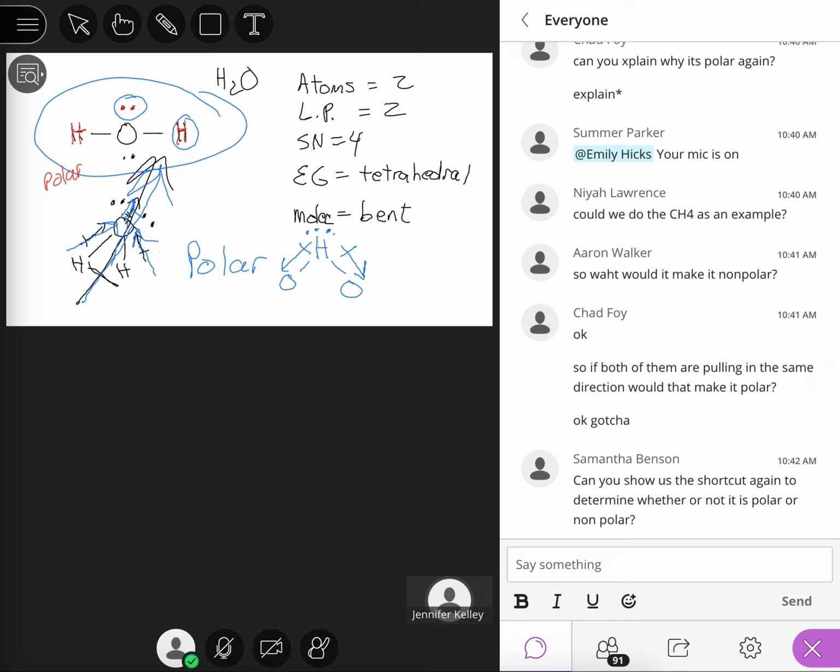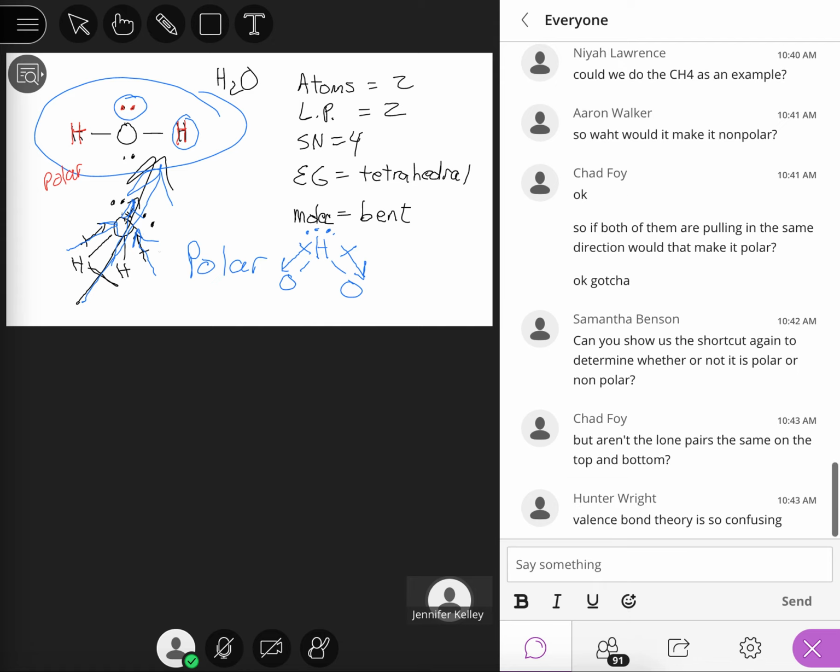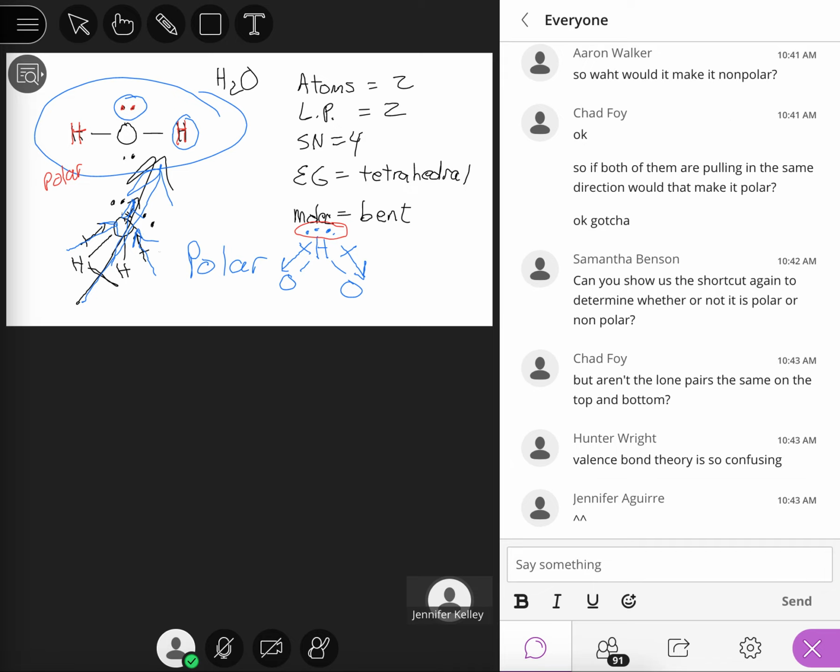So let me show you one more example, and then we'll talk about valence bond theory for a moment. They are the same on the top and the bottom, but when you draw the VSEPR structure, so when you draw the actual geometry of it, it turns out that the lone pairs are on the top and the oxygen is below.